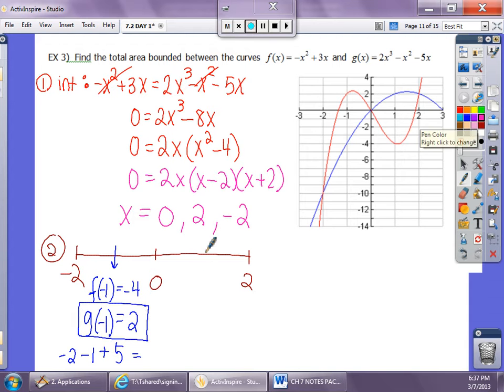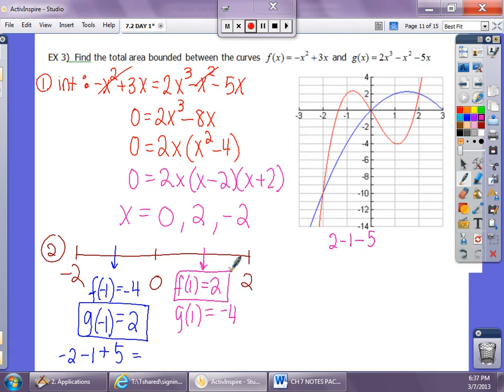Then in between here, I'm going to pick +1. F of 1 would be 2. And g of 1 would be 2 minus 1 minus 5. And that gives us -4. Huh. There's your top function. So they actually do switch locations. Top ends up being a different function the second time.